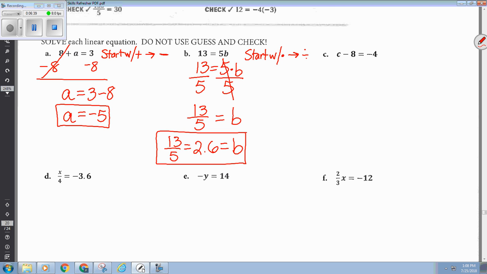Remember when I said earlier, do not use guess and check. Guess and check would not have worked for that problem unless you're going to plug in every single decimal to see if it's going to work.